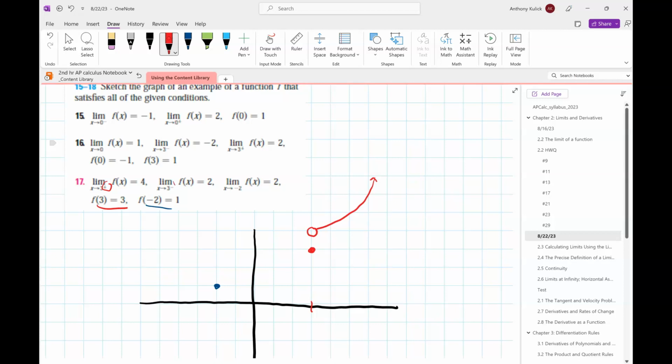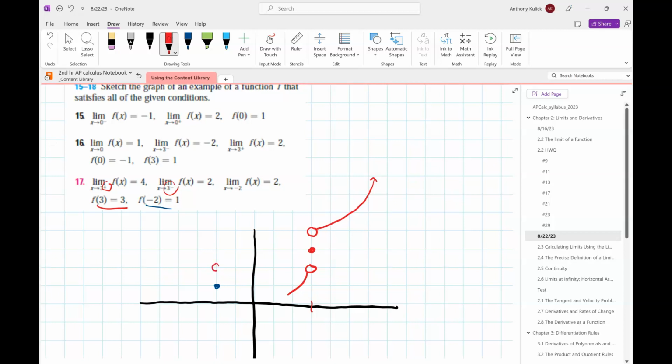Anyways, let's continue on. We also know the limit as we approach 3 from below is 2. So at 3, 2, I'm going to put an open circle, and then the graph goes into that. Again, it doesn't matter if it's pointing down or pointing up. Either would be okay.